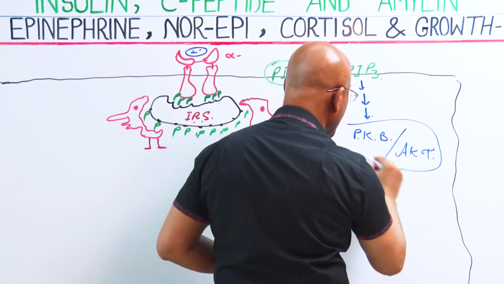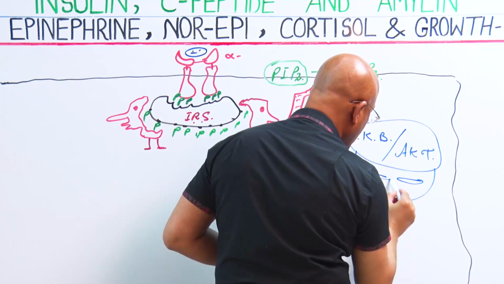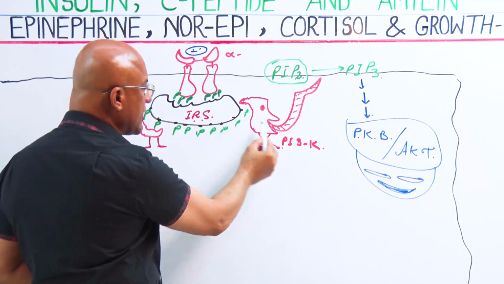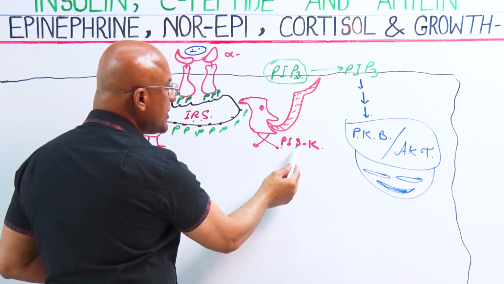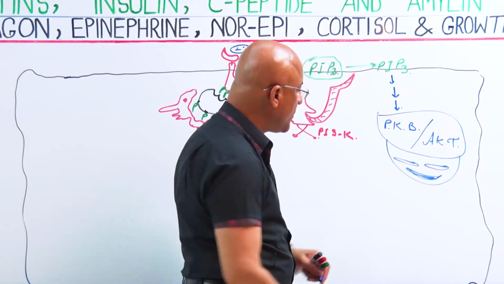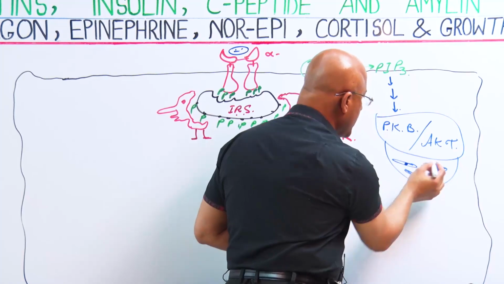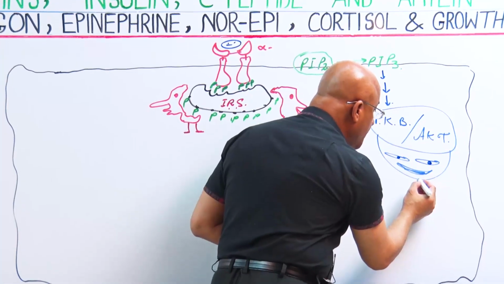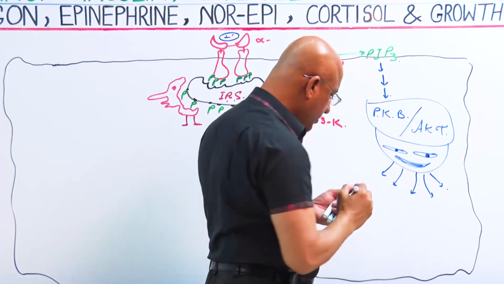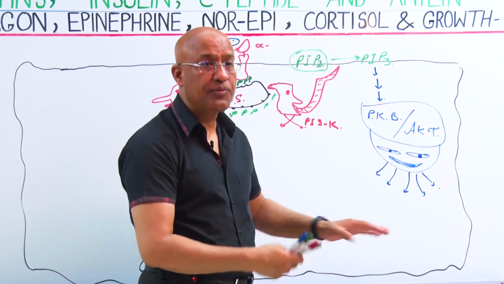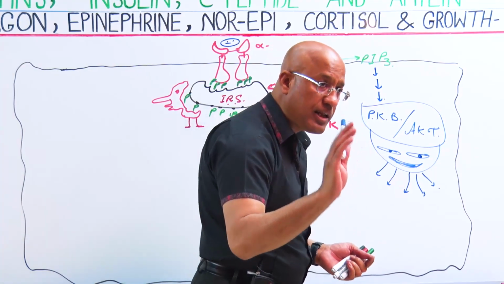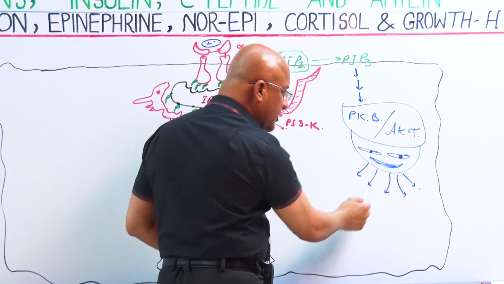Now, this AKT, that is why this pathway is called the PI3K AKT pathway, right? Now, what is this doing? Actually, it leads to phosphorylation of many different proteins, and what will be the result? Now listen very, very carefully. What will be the result of this?